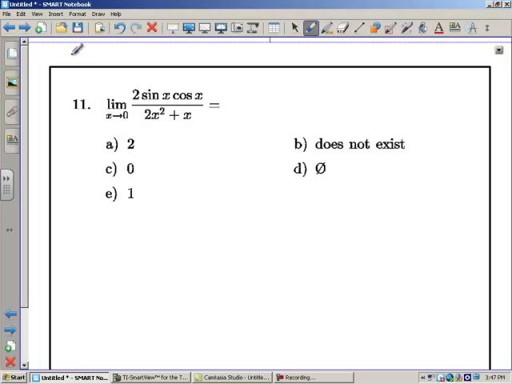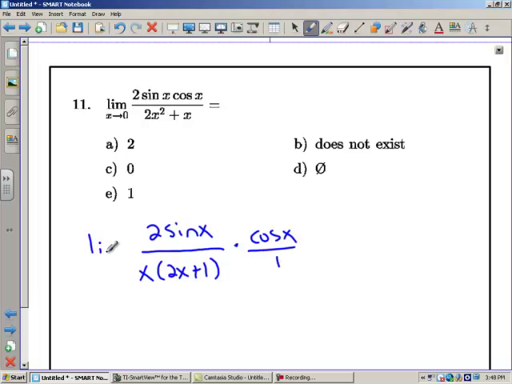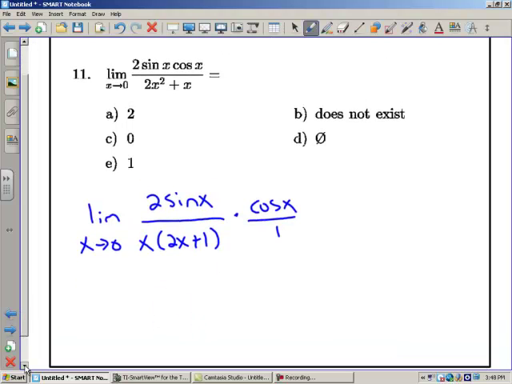Okay, so let's do an example where I've got to do some factoring. How about 2 sine x over, that factors out of an x, and that's a 2x plus 1. And then I have a cosine x over 1, and I'm going to take the limit as x approaches 0. So let's see what we want down here, what we don't want down here. Well, you know, the 2x plus 1, I don't really want that here. I'd just like this to be a sine x over x. So let me scoot this down a little bit.